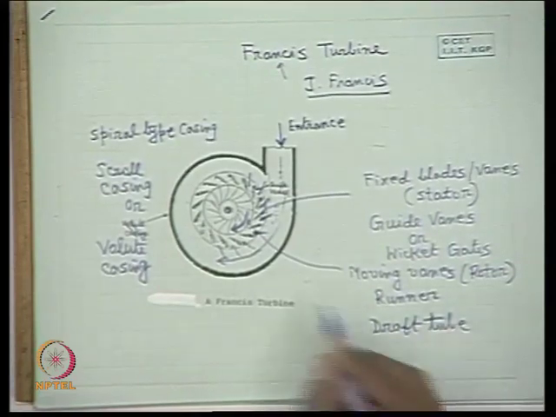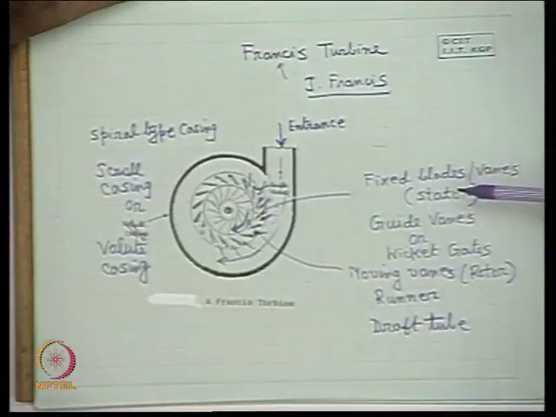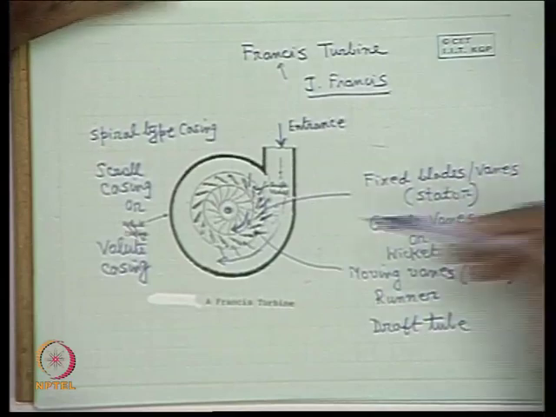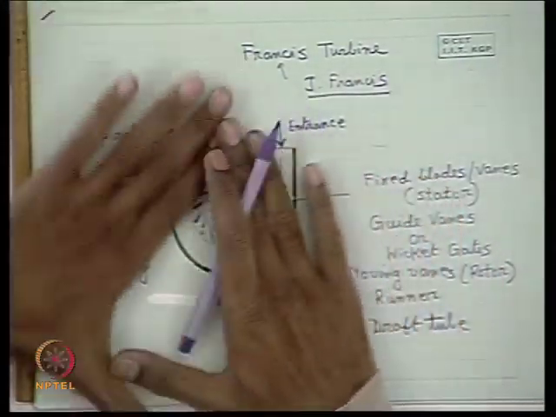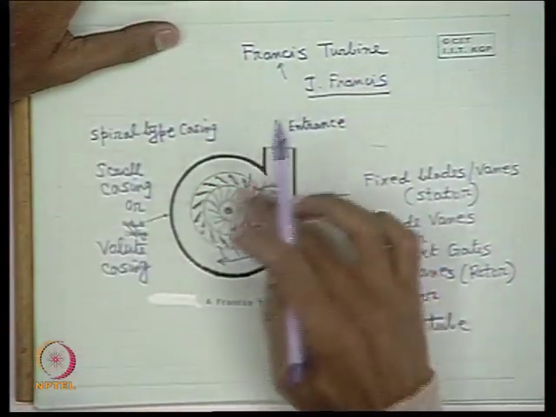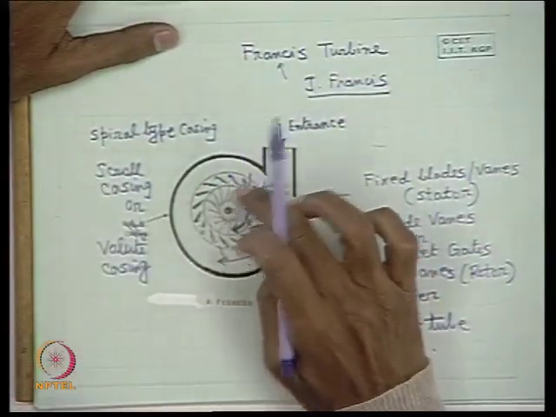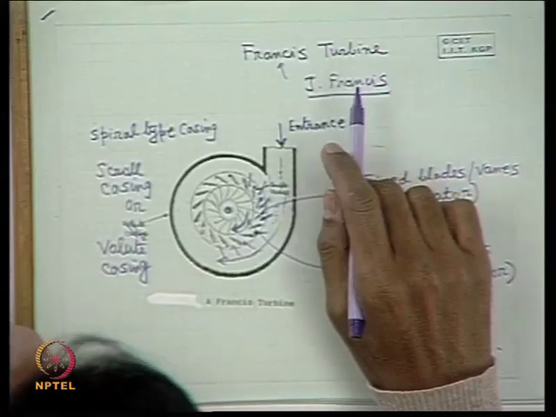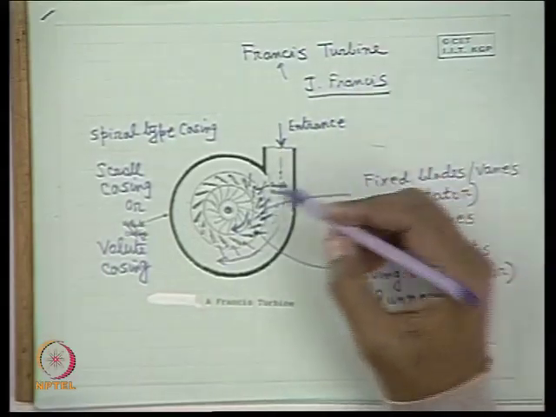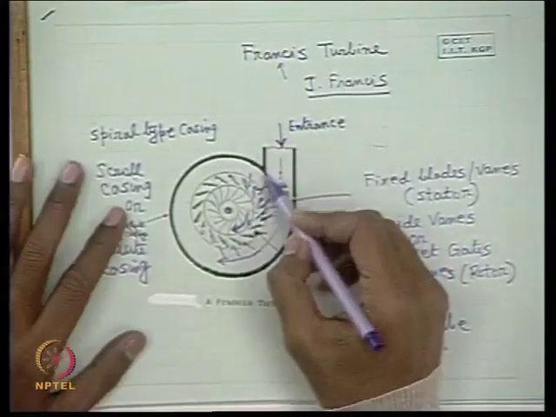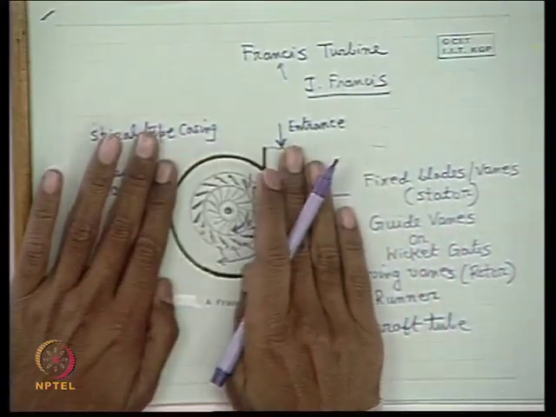Now we should conceive all these components. To do so, let us consider that these turbines are set in a horizontal plane, that is, the shaft is vertical. Usually all reaction turbines of this type, except for turbines of very small capacities, have a vertical shaft. That means the entire turbine is in a horizontal plane.